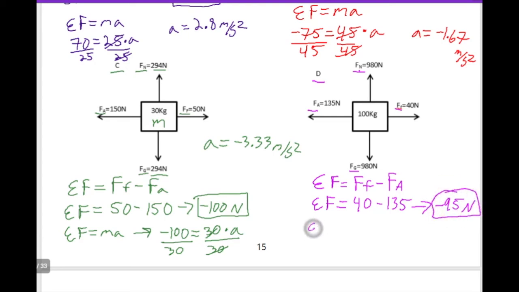And then our last step, just like before, is to say that net force is equal to mass times acceleration. The net force that we just solved for is 95. The mass in this problem is 100, and acceleration is unknown. Again, to solve for acceleration, we got to get it by itself, so we're going to divide both sides by 100. Doing that, we find out that acceleration should be equal to negative 0.95 meters per second squared.